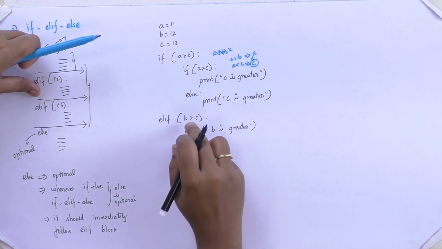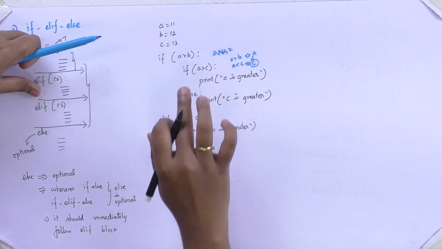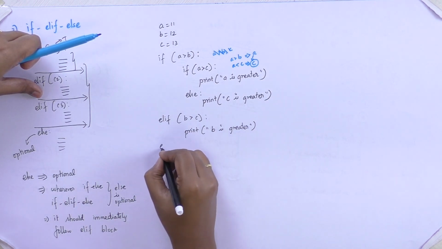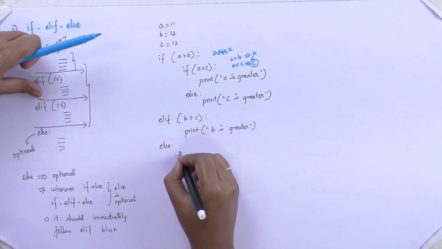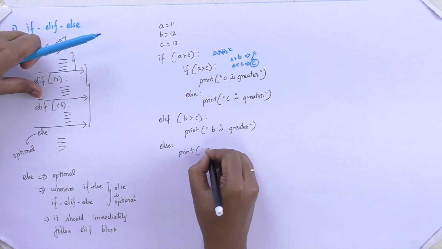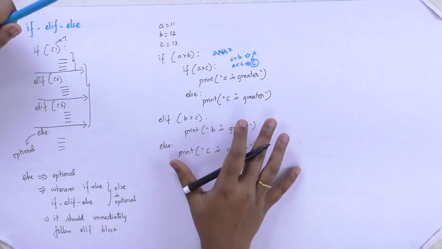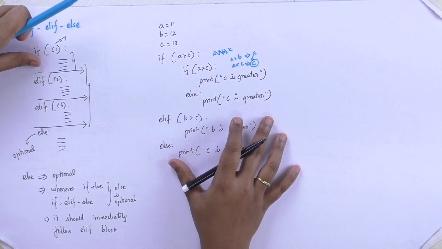Suppose even this is false, B greater than C is false, already A is out of the game. If B greater than C is false, obviously C is greater. So in that case, I need an else statement. So I'm printing C is greater. So this is the code to find greatest of three numbers.